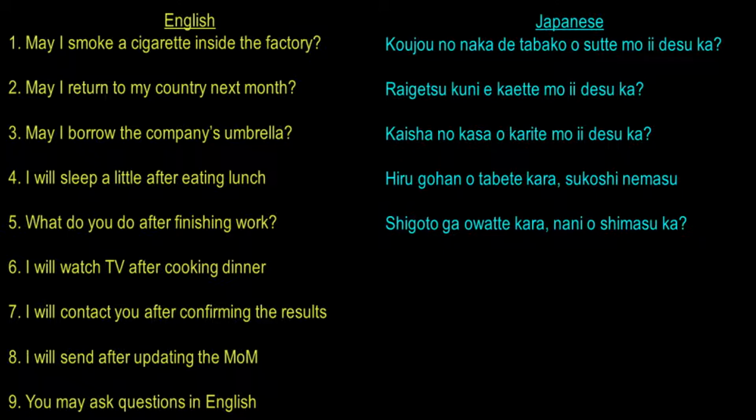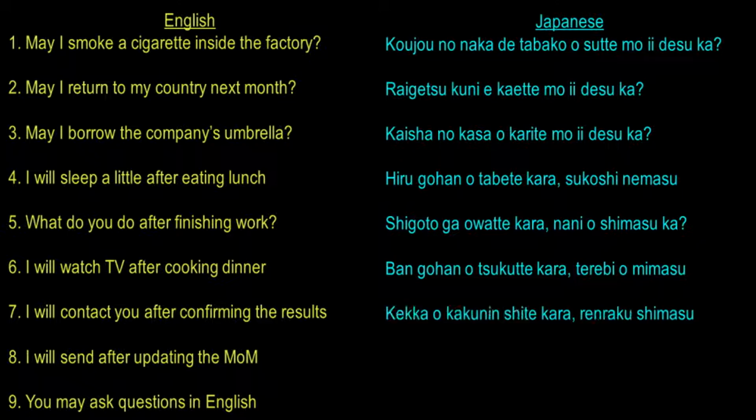Let us go to the sixth sentence. Dinner is bangohan, cooking or making is tsukurimasu, TV is terebi, and watch or see is mimasu. So the translation will be Bangohan o tsukutte kara terebi o mimasu. Let us go to the seventh sentence. Results is kekka, confirm is kakunin shimasu, and contact is renraku shimasu. So the translation will be Kekka o kakunin shite kara renraku shimasu.